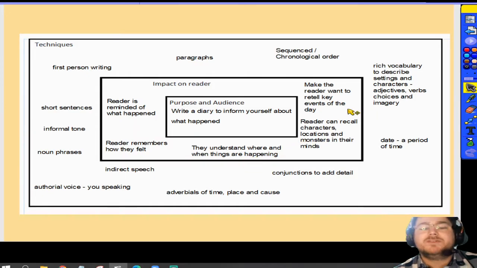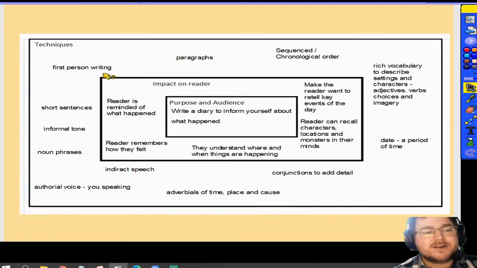Make the reader want to retell the story and the key events of the day, and make sure you put in the characters and locations and the monsters. Make sure you make a great picture in your reader's mind so they know exactly what you're talking about. And finally, some of the techniques we are going to be using next week.